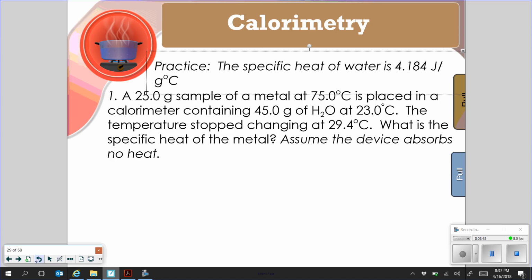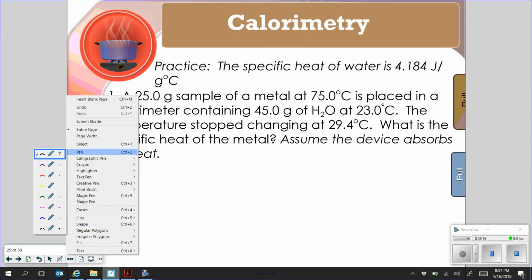So if I was going to do a practice problem for this, this is what it would look like. It says we've got a 25-gram sample of metal at 75 degrees Celsius, and it's placed in a calorimeter that contains 45.0 grams of water at 23 degrees Celsius. The temperature stops changing at 29.4 degrees Celsius. What is the specific heat of the metal? We're going to assume that our device in this case doesn't absorb any heat. So my system is my metal, and my surroundings is my water.